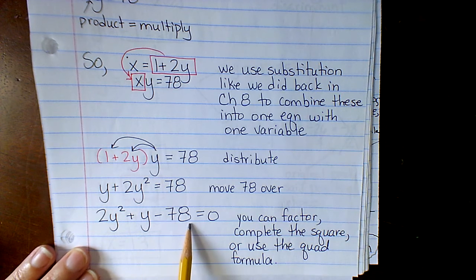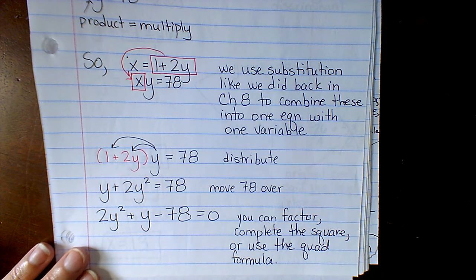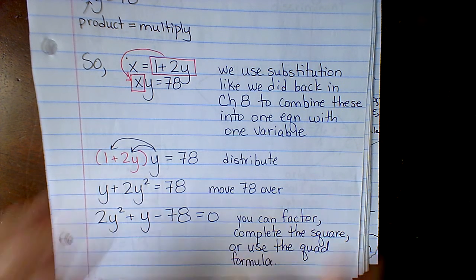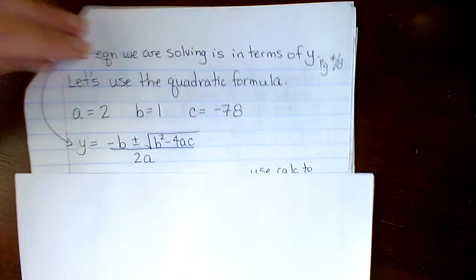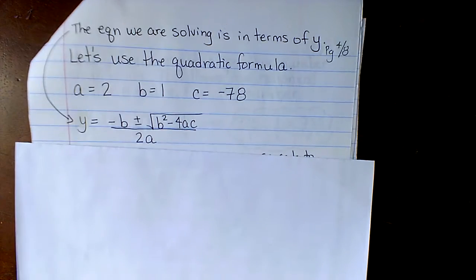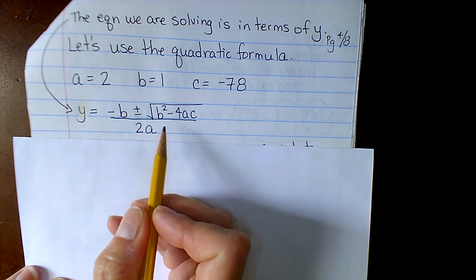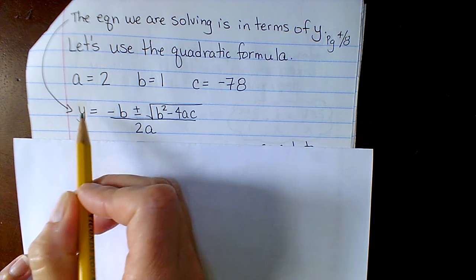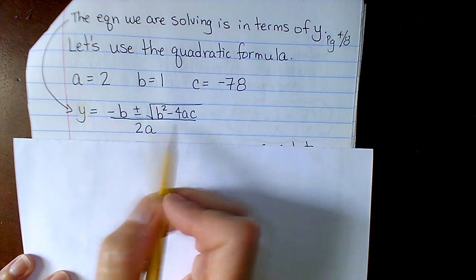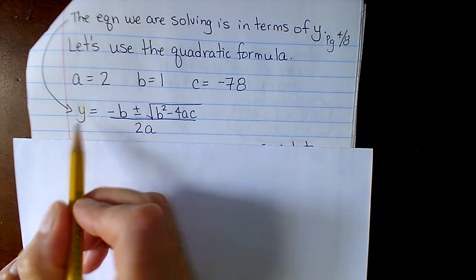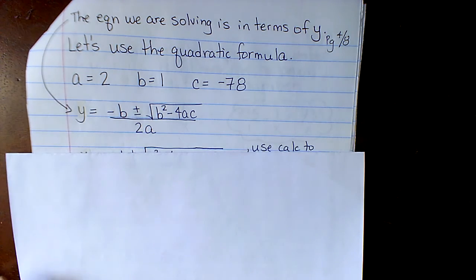At this point, you can factor it, complete the square, or use the quadratic formula, whichever one you're most comfortable with. All right, so with this one, I factored the last one, so let's use the quadratic formula for this one. So here's my quadratic formula. Now, I initially accidentally wrote x equals when I was writing that quadratic formula, and I had to go back and change it to y.